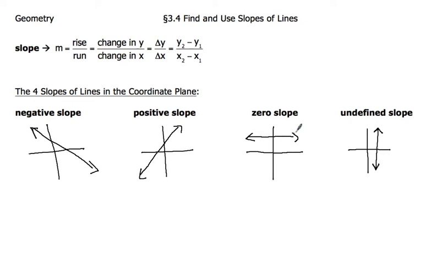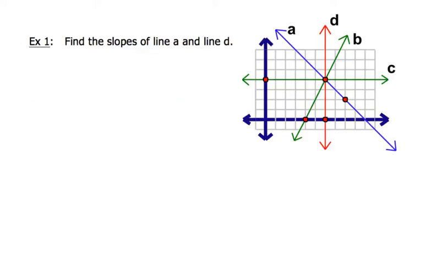That should look familiar to you, so let's go ahead and take a look at a couple of examples while we get into this for today. Now, first example, we're going to find the slopes of line A and D, and we're given a graph. Now we're going to do this two ways. We're going to do it using the formula, and then we're going to verify it also using the graph.